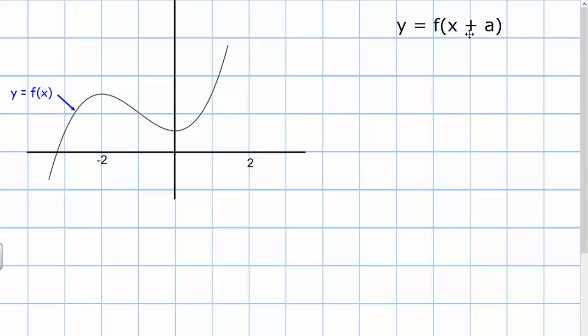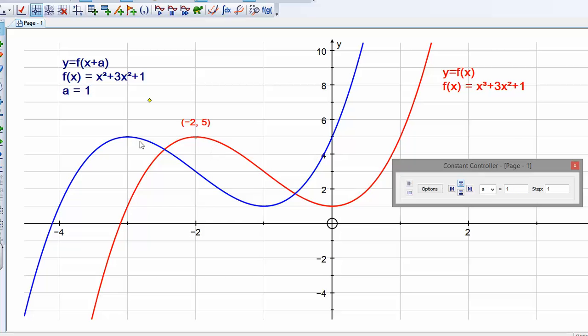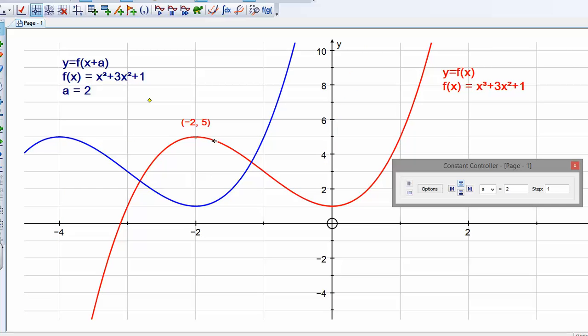Okay, our next graph is going to be f of x plus a. So we're going to add on the a to the x and then do the function to it. So let's have a look at an example. So we've got the function f of x, the same as we had before, and we've now got f of x plus a. And we've got a is 0, so it's the same graph. So let's increase a. So if we increase a to 1, it's moved to the left. And if we increase a by 2, we're moving it to the left, where it's moved 2 units.